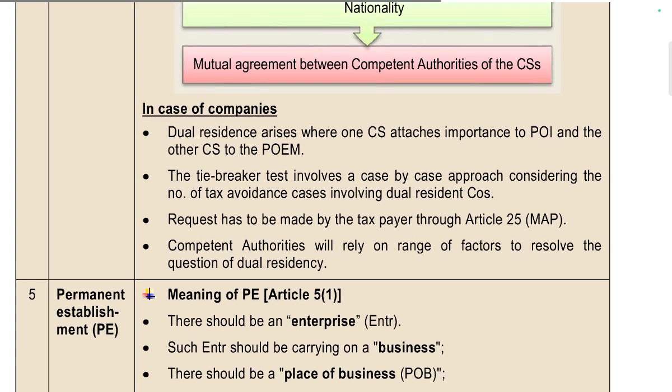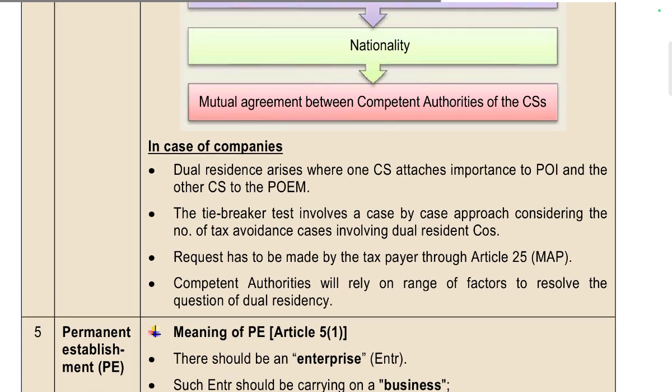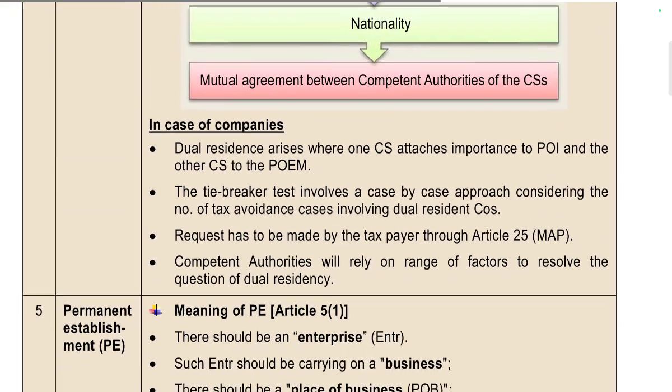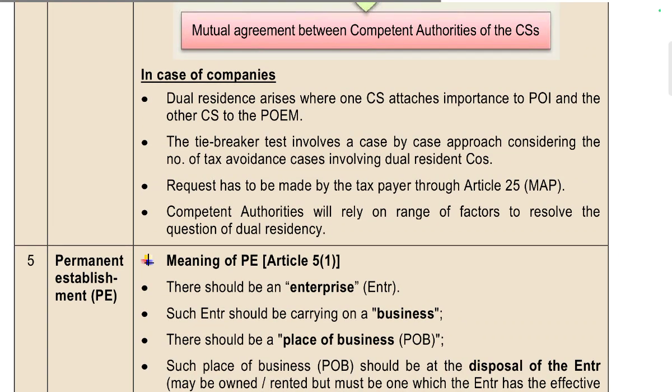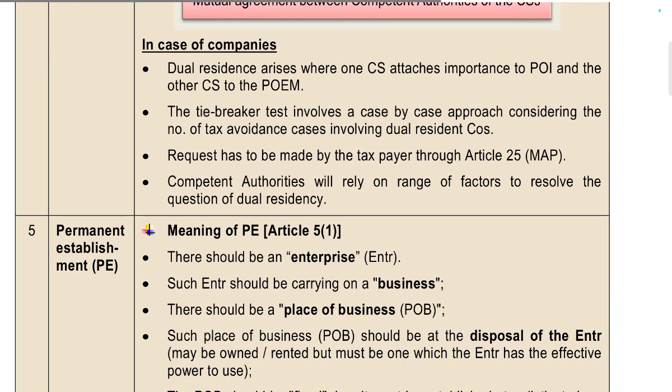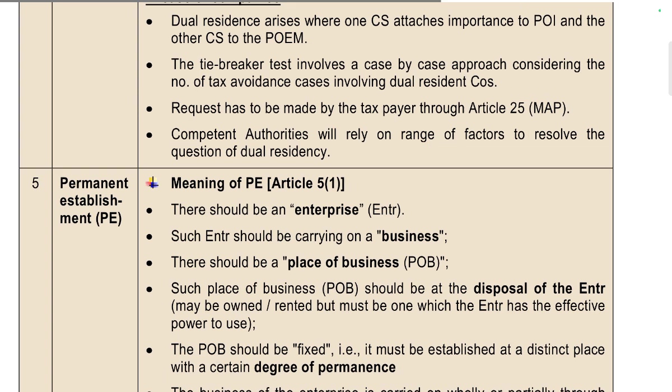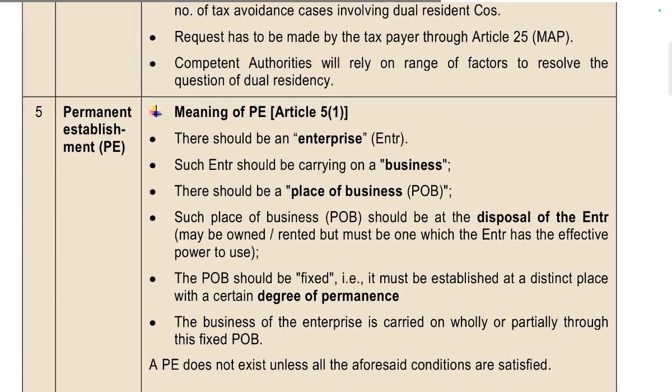In the case of companies, dual residence arises from one contracting state attaching importance to place of effective management, POE, and the other contracting state to POEM. The tiebreaker test involves a case-by-case approach. Consider the number of tax avoidance cases involving dual-resident companies. A request is to be made by the taxpayers through Article 25, and the competent authority may rely on a range of factors to resolve the question of dual residency.